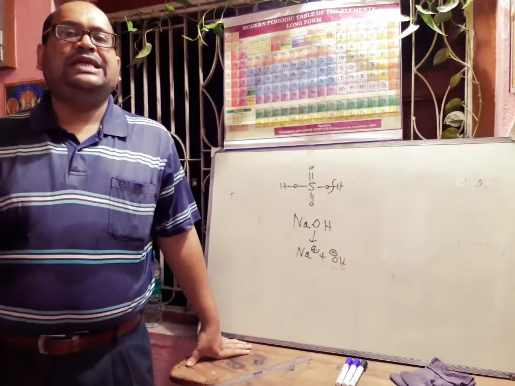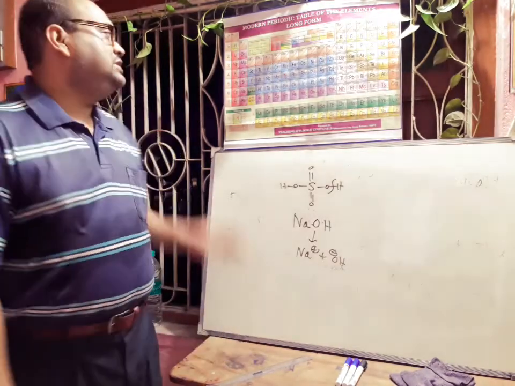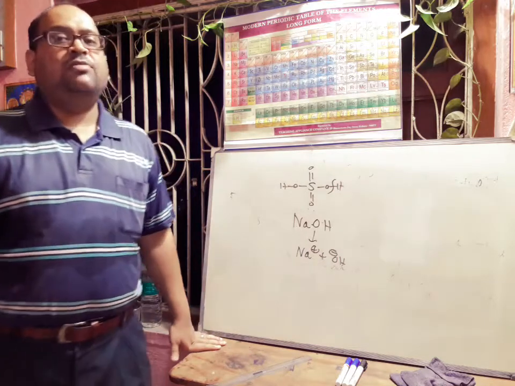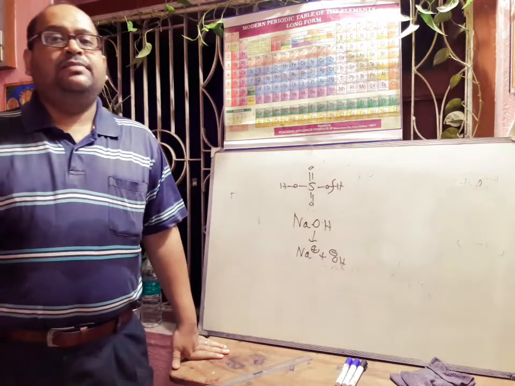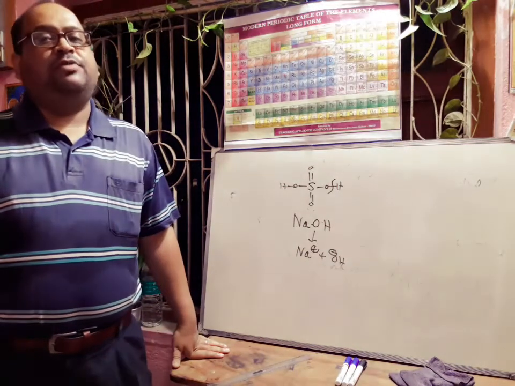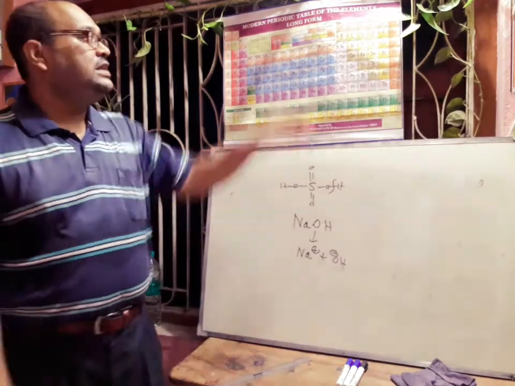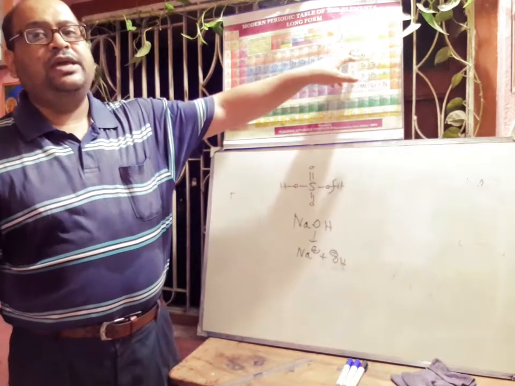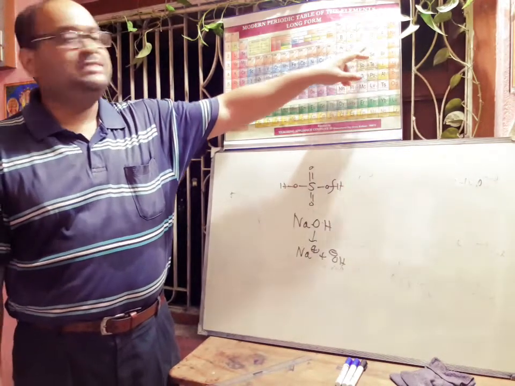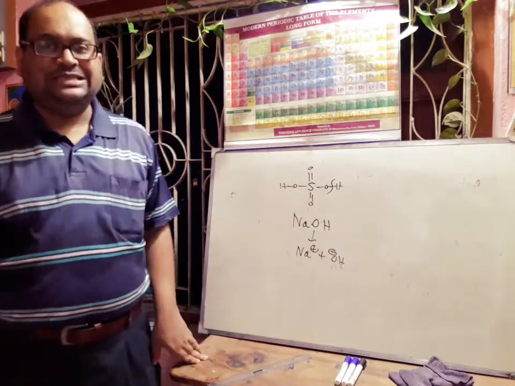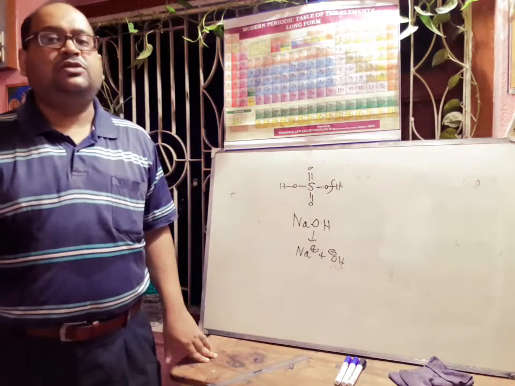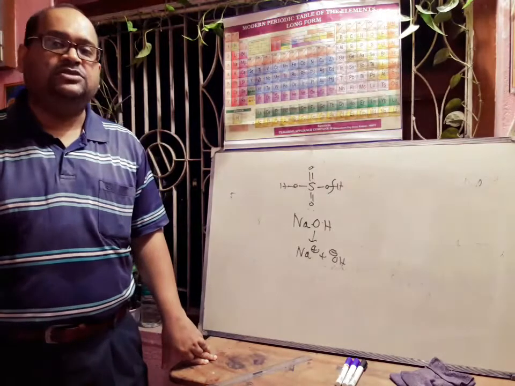Now if we think about the nature of the oxide, sodium oxide will be strongly basic, magnesium oxide will be basic, and aluminum oxide amphoteric. But silicon dioxide will be weakly acidic. Phosphorus pentoxide is acidic and sulfur trioxide strongly acidic. And if we think about Cl2O7, chlorine heptoxide, it is very strongly acidic.